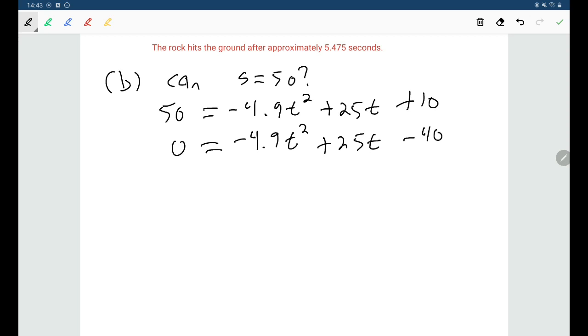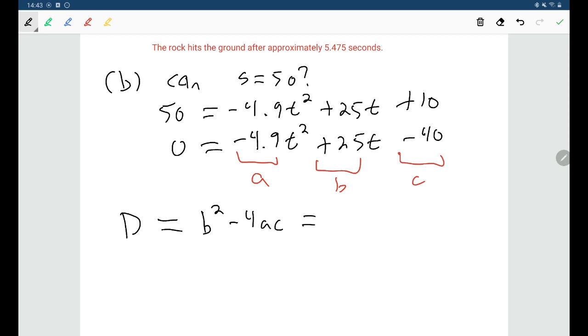So same thing as before, I would think about solving using the quadratic formula. I've identified what A, B, and C are, and just as before, I'll think about my discriminant first. Do we have any solutions at all? So my discriminant, which is b squared minus 4ac, if I were to use these numbers that I have, 25 squared minus 4 times negative 4.9 times negative 40, and I run that through my calculator, that is equal to negative 159. And so that means that there are no real solutions.